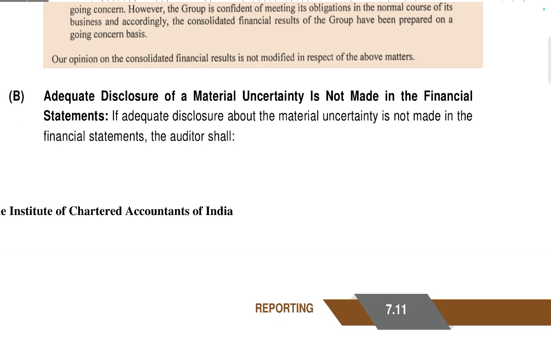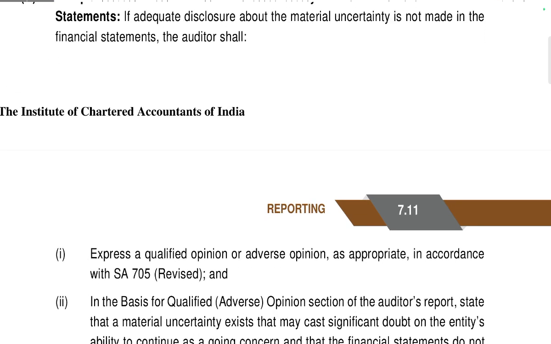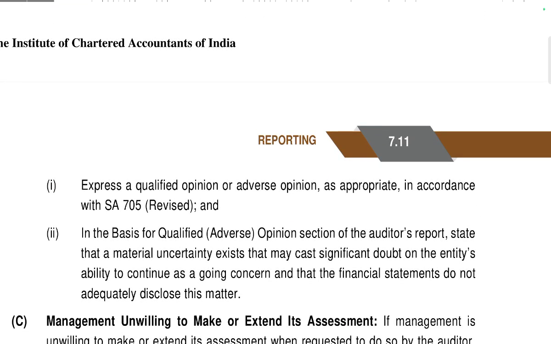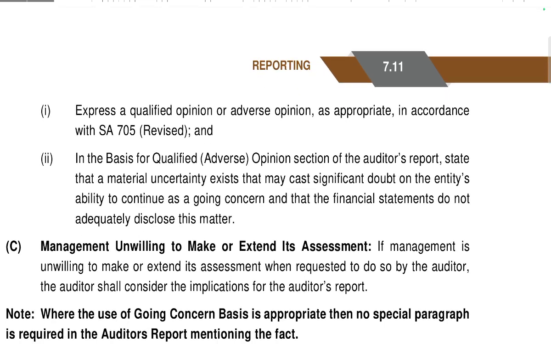Adequate disclosure of the material uncertainty is not made in the financial statements. If adequate disclosure about the material uncertainty is not made in the financial statements, the auditor shall express a qualified opinion or an adverse opinion, as appropriate, according to SA 705 (Revised).